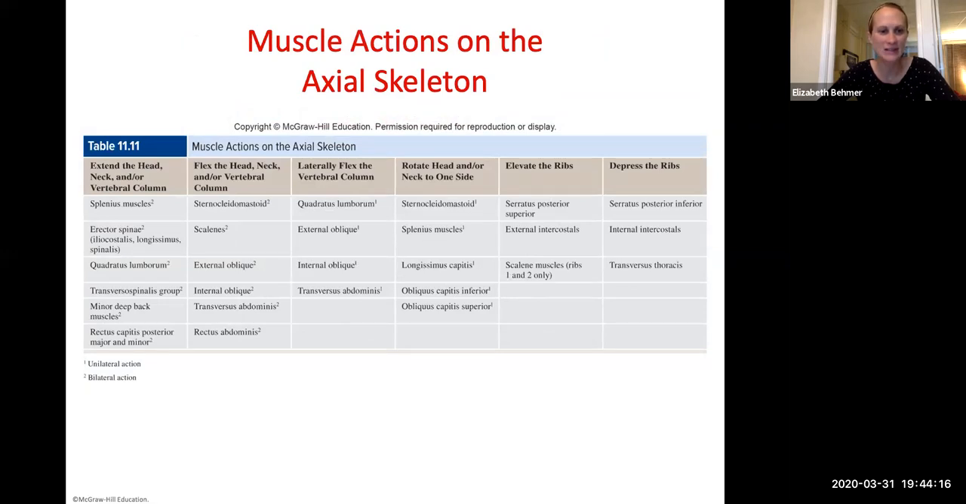Muscle actions of the axial skeleton. Here's a couple more. Is this the end of my slide? I think I'm almost done. Yeah, so I think this is the end of my slide. This gives you just a basic summary of the actions of all the axial skeleton muscles. But I think we got through all your notes.